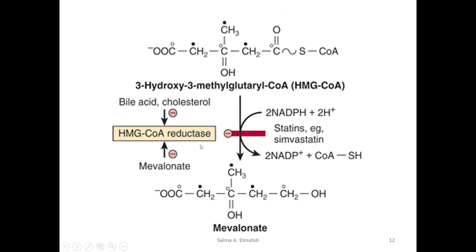This reaction is the limiting step in the whole process of cholesterol synthesis. HMG-CoA reductase can be inhibited by mevalonate, which is the intermediate product, and by cholesterol, which is the end product of the whole synthetic pathway, as well as bile acids. It is also the major target for lipid-lowering agents called statins, particularly the examples include simvastatin.